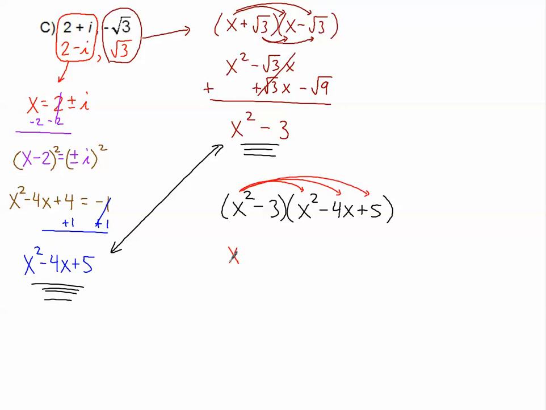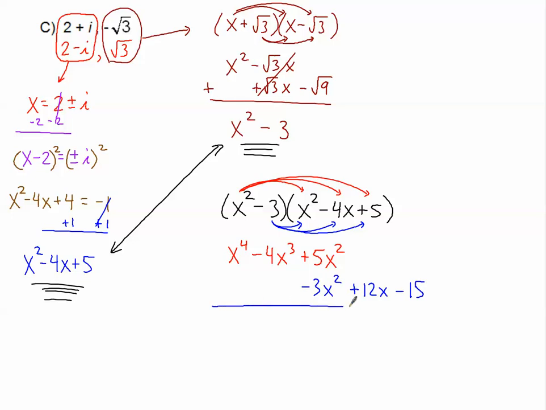And I get x to the 4th, x squared times x squared is x to the 4th, x squared times negative 4x is negative 4x cubed, and x squared times 5 is 5x squared. Change my colors. Negative 3 times x squared, that goes right here. I like to line up my like terms. Negative 3 times negative 4x is positive 12x, and negative 3 times 5 is negative 15. So I only have one set of like terms there.